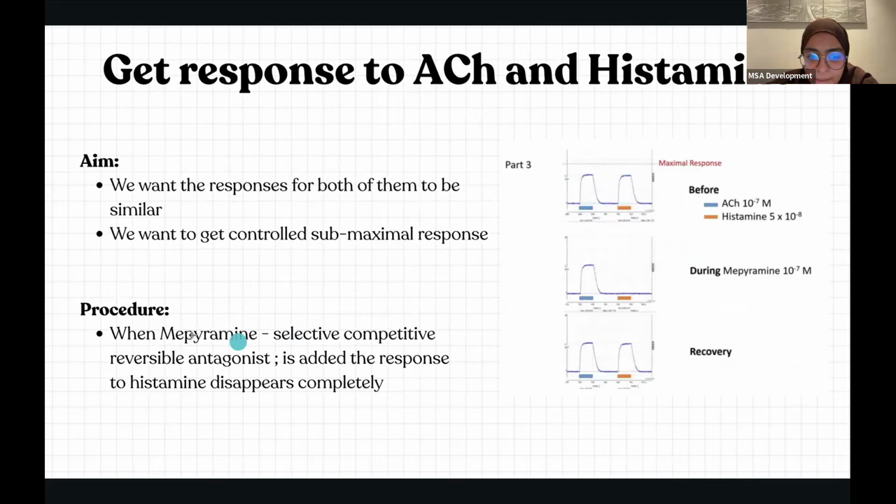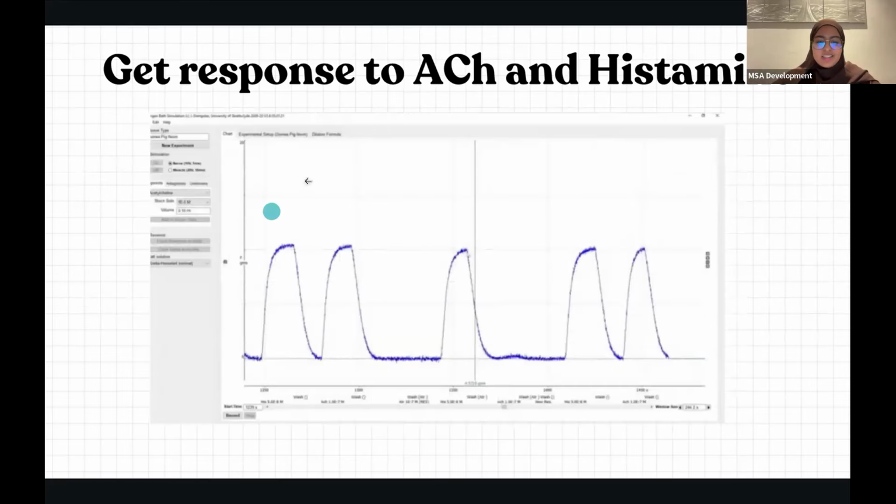When we added mepyramine, which is the selective competitive reversible antagonist, histamine completely disappeared, completely. And then when it was gone and it recovered, it went back to its place. Now this is also important because I also saw it in your past papers. This is all of it together. This is when acetylcholine and histamine are together, then histamine just disappears and then it's back again when we removed its antagonist.